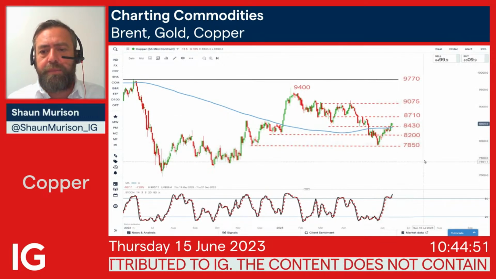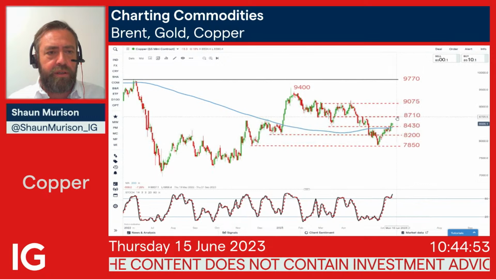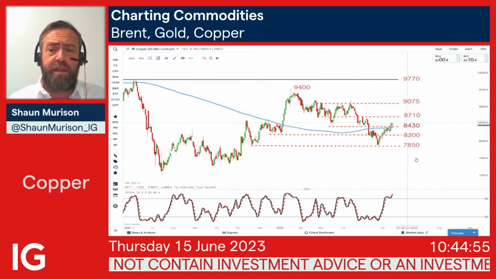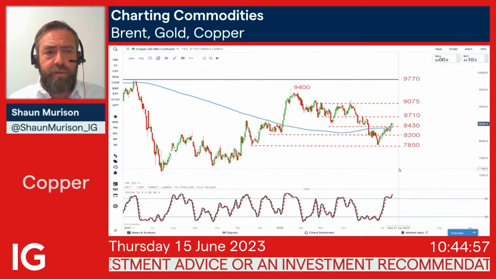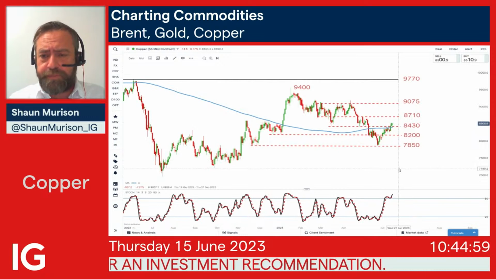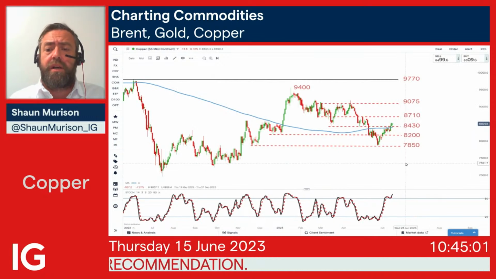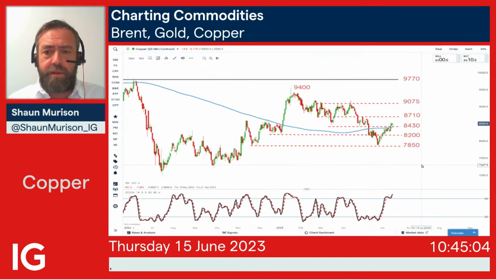To capitalize on copper, you could trade the copper price, but also a lot of the underlying miners, the Glencores of this world, South32s, the Rios, BHP Group. A number of mining shares obviously benefit from a rising copper price.